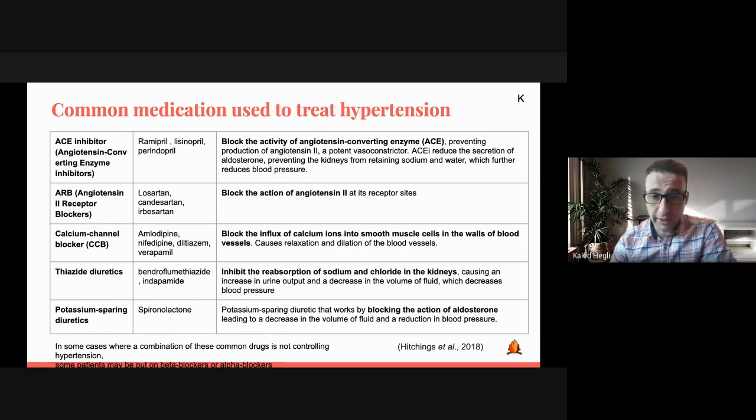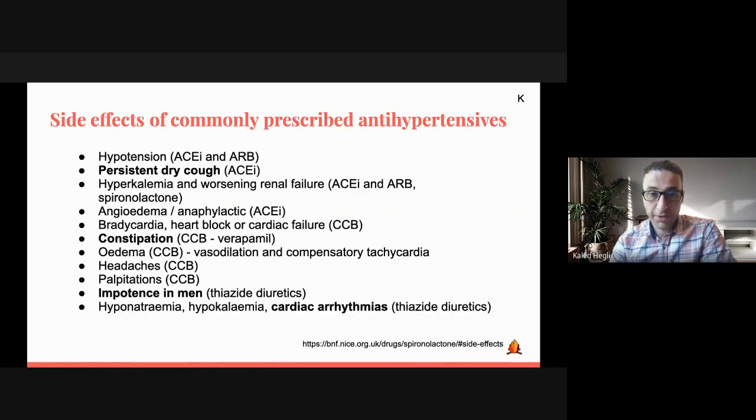Then there are the diuretics, which inhibit the reabsorption of sodium and chloride in the kidneys. So we are working on the kidneys directly and the electrolyte balance to lower blood pressure. And the last one, the potassium sparing one, blocks the action of aldosterone, which is the last piece in that RAAS system. Let's go on.